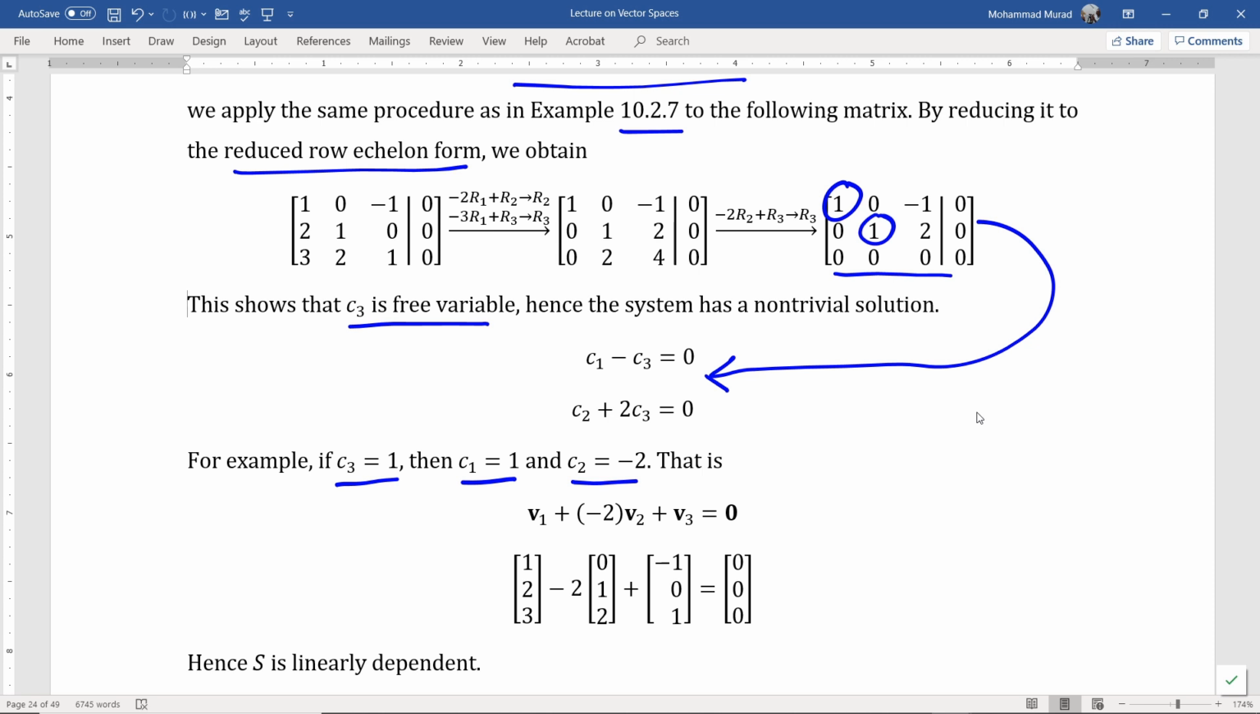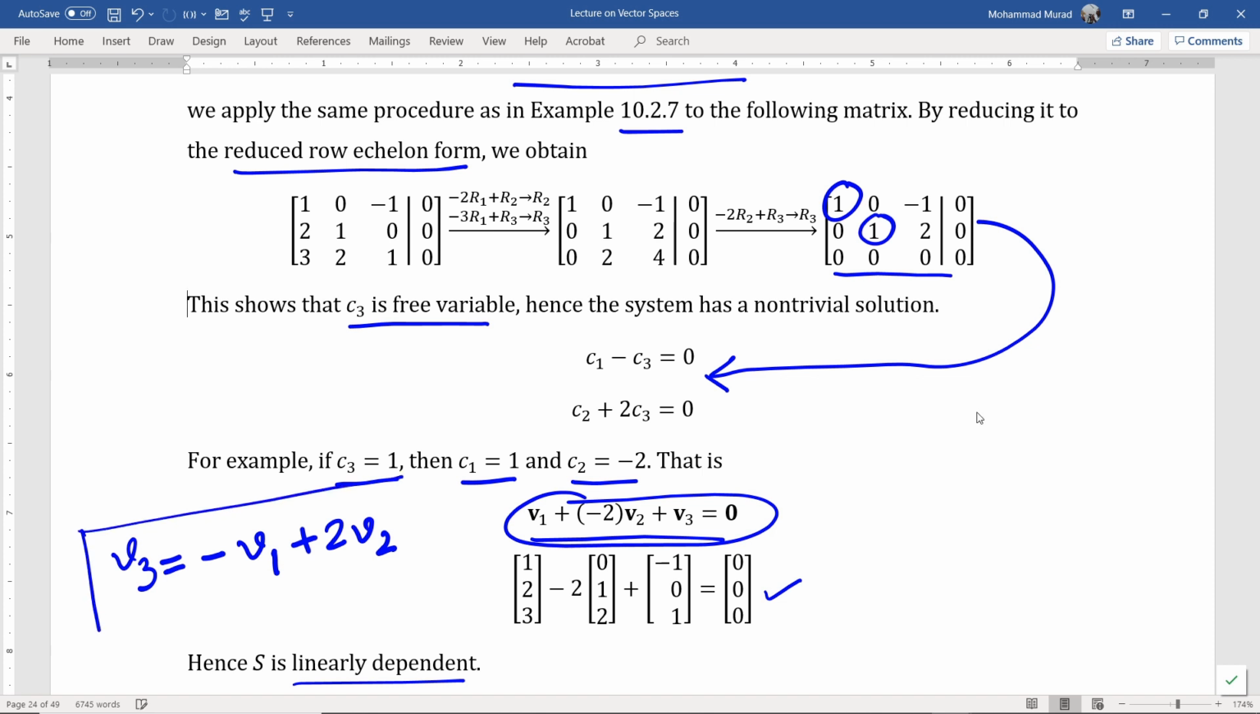Therefore, we have this vector equation. This means that the same equation holds true, but not all the constants are equal to 0. So this equation says that the set S is linearly dependent. In other words, one of the vectors can be written as a linear combination of the other two vectors. For example, V sub 3 can be written as negative V sub 1 plus 2 V sub 2 from this equation.